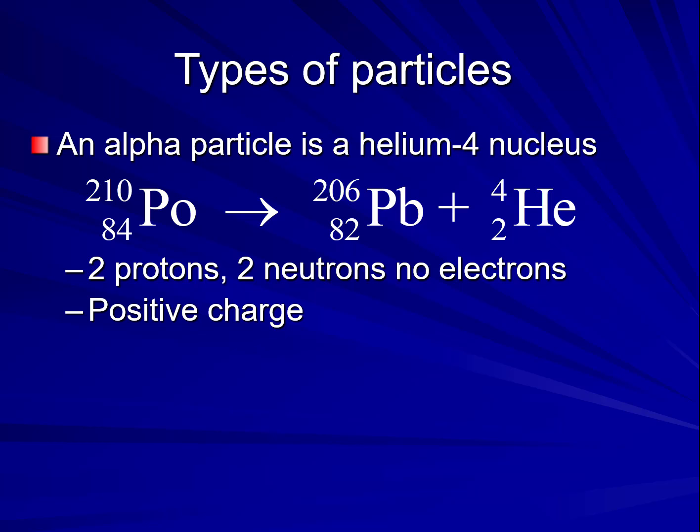And it's got to have a positive charge because it's got 2 protons, 2 neutrons. The protons make it positive. Of all the particles that come out, it's the most massive. Got the biggest mass of the particles that are coming out. And because it's got a charge and it's massive, it interacts with atoms along the way.